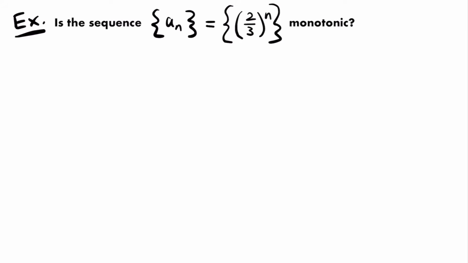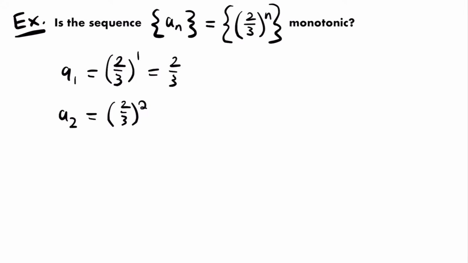And then depending on what we find, we will then use a general statement to prove that it's either increasing or decreasing. And so let's write out the first couple terms. A sub 1 will be equal to 2/3 to the first power. That's just equal to 2/3. A sub 2 will be equal to 2/3 squared. So if we square the numerator and the denominator, that's equal to 4/9. Then a sub 3 is going to be equal to 2/3 cubed. And if we cube the numerator and the denominator, that's equal to 8/27.